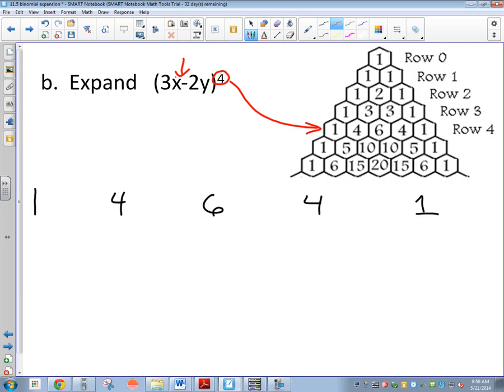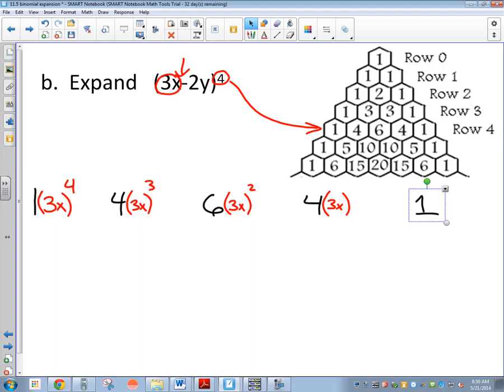So in this case, that's the 3x. I'm going to start with the 1 and take 3x to the what power? To the 4th. Because it's raised to the 4th power, it's 3x to the 4th. And then with my 4, I've got 3x to the 3rd. Then 3x squared. 3x to the 1st. And then no 3x here with the 1, because it's 3x to the 0. 3x to the 0 is just 1, so it doesn't help us.